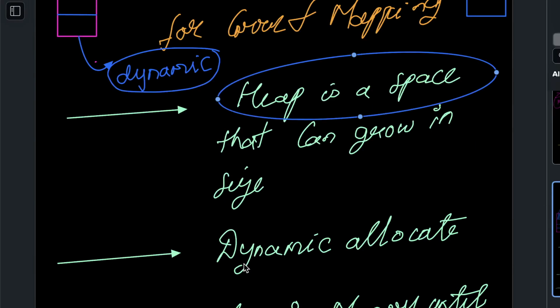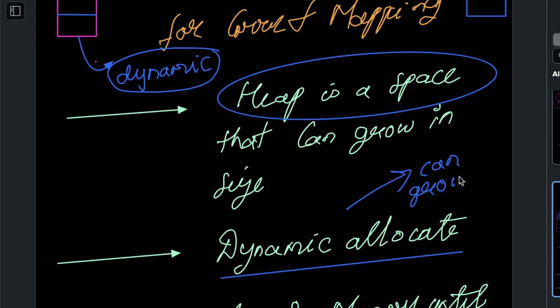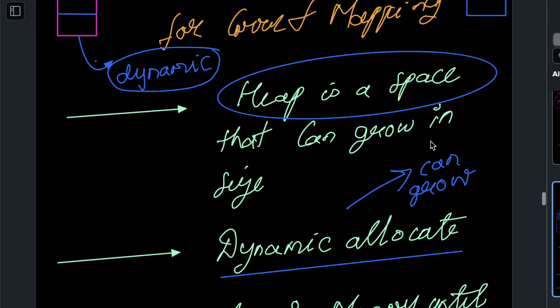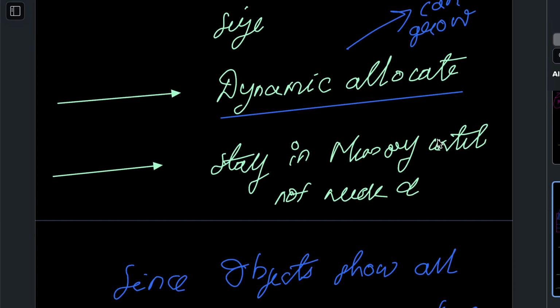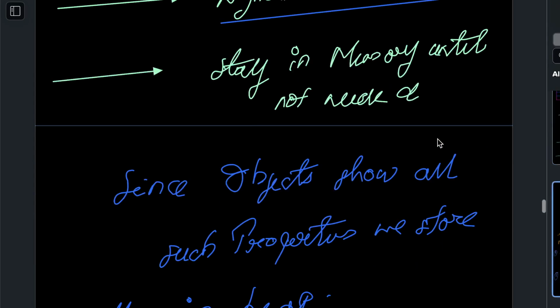The advantage of heap is it is dynamically allocated. It can grow, both outward and inward. So overfilling the heap is not an issue, right? But then, it stays in the memory till it is not needed, right?